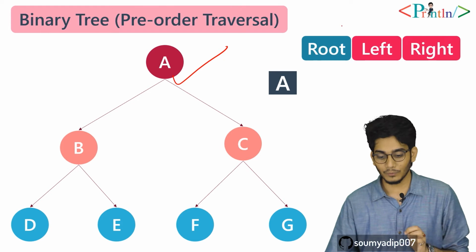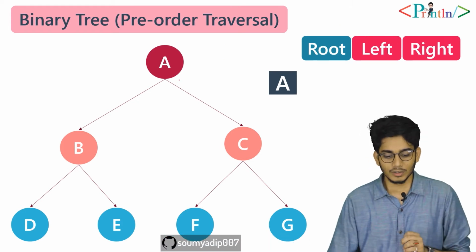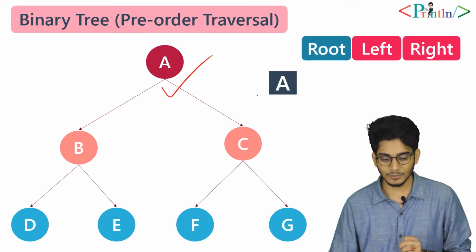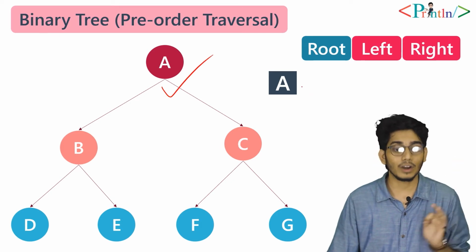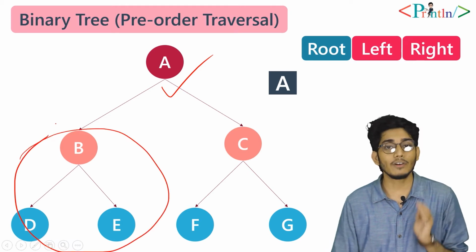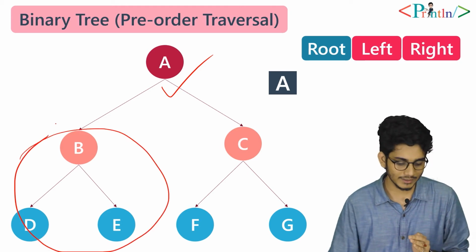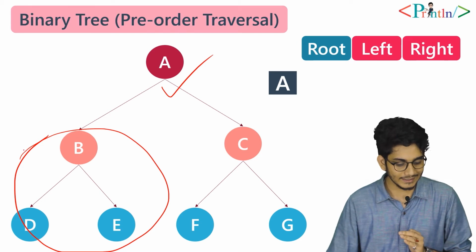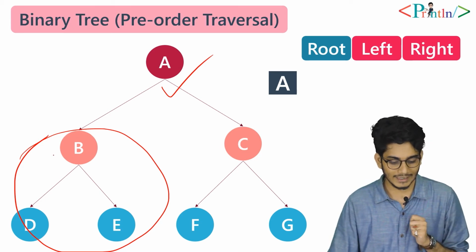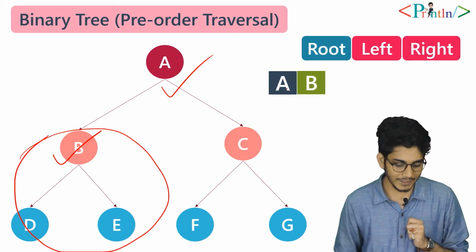Then we'll go for its left. Then we have to go to the left of A, so we have to take this tree. I have already told you that it's a recursive process, so we'll consider this subtree. Now what is the root node of this tree? That is B. Then we'll print B.